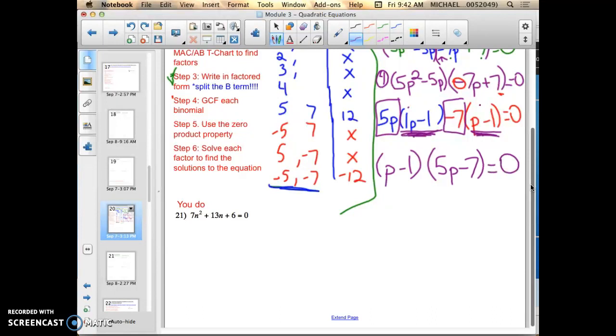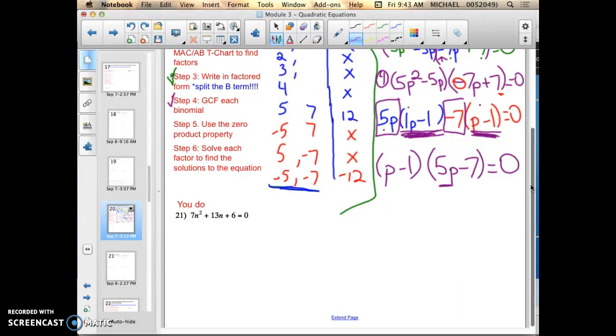At this point, this is the trickiest part, but all I did again was pull out the greatest common factor of p minus 1, and when I divide each term by it, I'm only left with a 5p and a negative 7. At this point, I am done with step 4. Step 4 is probably the trickiest part, and it'll be this part that you will potentially struggle through right away, but you'll get the hang of it if you keep working at it.